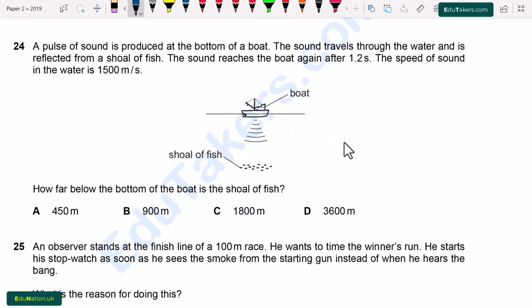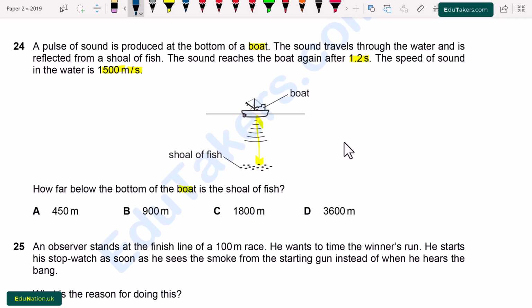Question number 24. A pulse of sound is produced at the bottom of a boat. The sound travels through the water and it is reflected from the shoal of fish. The sound reaches the boat again after 1.2 seconds. The speed of the sound in the water is 1500 meters per second. How far below the bottom of the boat is the shoal of fish? So basically here we have to find out this distance.